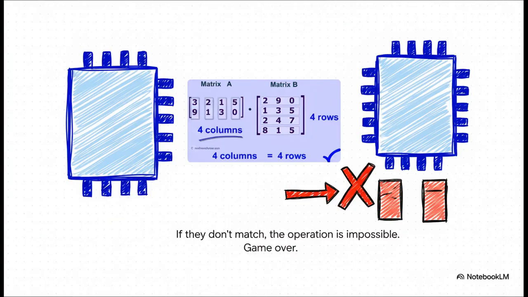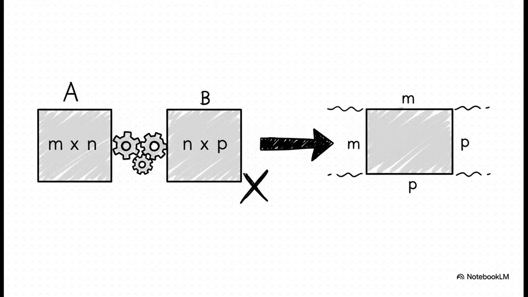And here it is. The number of columns in your first matrix must be exactly the same as the number of rows in your second matrix. So if matrix A has 3 columns, matrix B absolutely has to have 3 rows. If they don't match, the whole thing's impossible. You just can't do it. Game over.